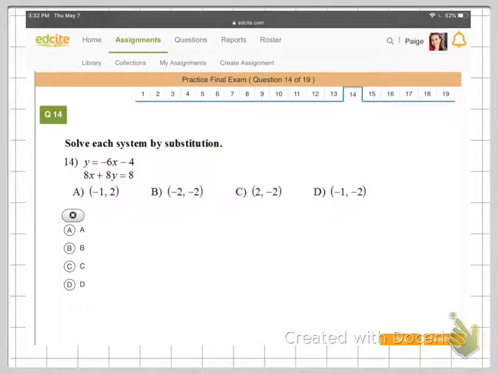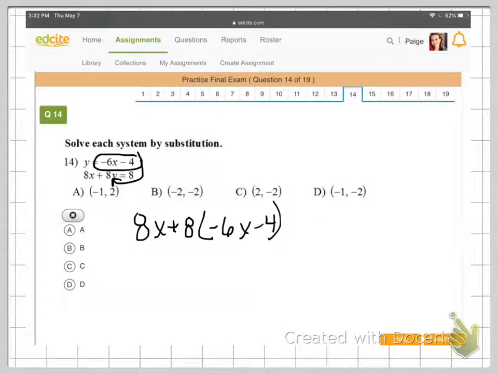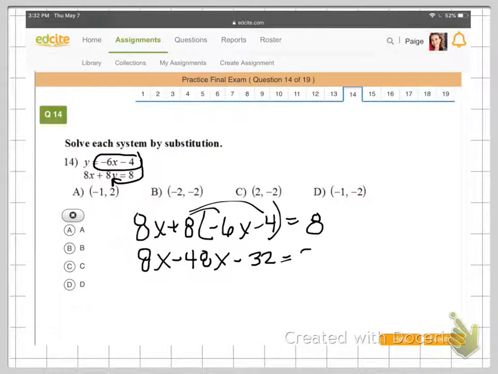Okay, number 14. Again, this is another substitution one, so take what y equals and plug it in where you see y. So I've got 8x plus 8, but instead of y, I'm writing negative 6x minus 4, and then equals 8. Go ahead and distribute that 8 through, so you got 8x, and then we got a minus 48x, and then minus 32. And then equals 8. So when we're here, we got to combine our like terms. Combine that 8x and negative 48x, leaving me with negative 40x. And then bring down that negative 32. And then 8. So let's go ahead and add that 32 over.